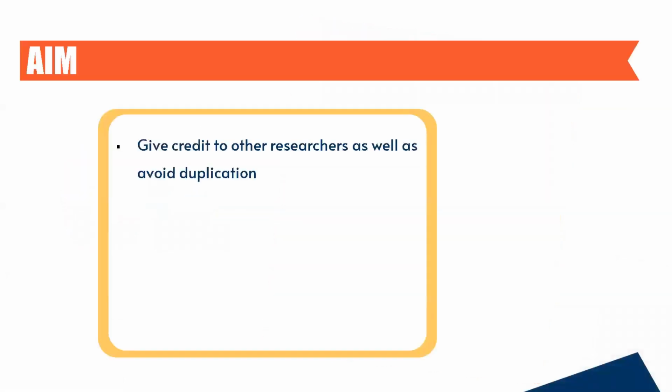Now, let us move on to the next topic: what is the purpose of literature review? The purpose of literature review is not only to give credit to the other researchers, but also to avoid duplication of the research work. That is, we are not going to repeat the same research work that has already been done. In that way, we are avoiding plagiarism. We are trying to say that we are doing something new in our research work. So therefore, citing the other researchers' contribution becomes mandatory, useful, and necessary.